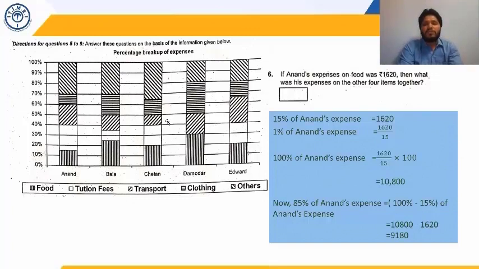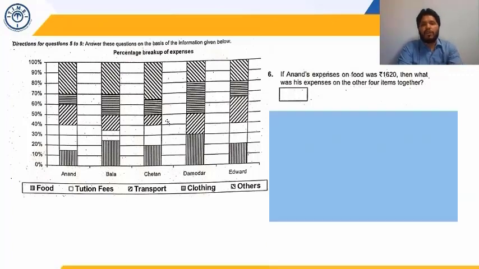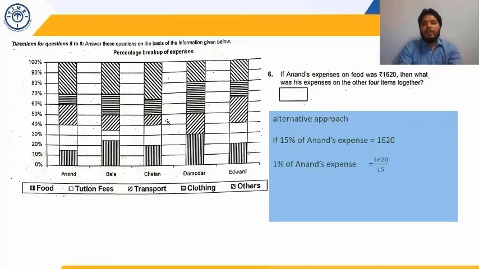Again, there are multiple ways you can solve it. We can look for an alternate approach as well. If 15% of Anand's expense is rupees 1620, then 1% of Anand's expense is 1620 divided by 15. So 85% of Anand's expense is 1620 divided by 15 into 85. The answer is again the same, 9180. So we can solve it in multiple ways, whichever way is convenient to us. I hope both of these questions are clear. Both are interrelated to each other. Okay, so let's move on to the other question.